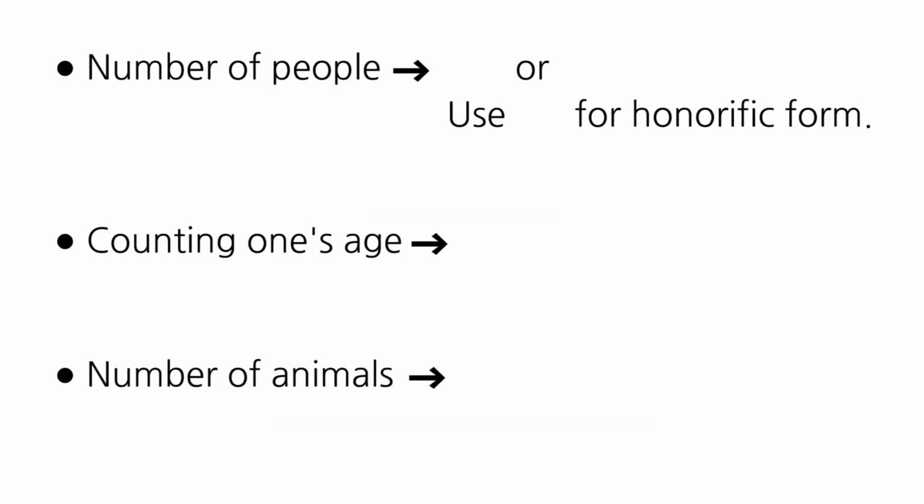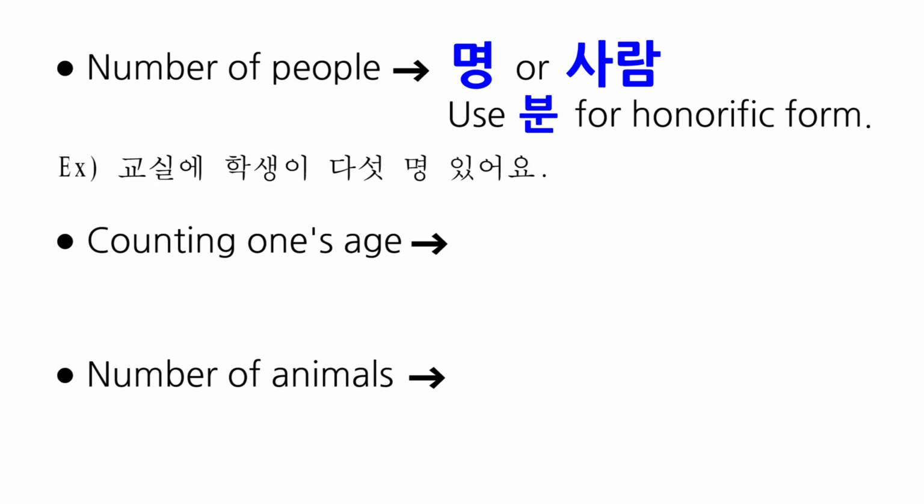Here's a list of units that should be used with proper nouns. Number of people, 명 or 사람. Use 분 for honorific form. Example, 교실에 학생이 5명 있어요. Counting one's age, 살. Example, 나는 17살이에요.